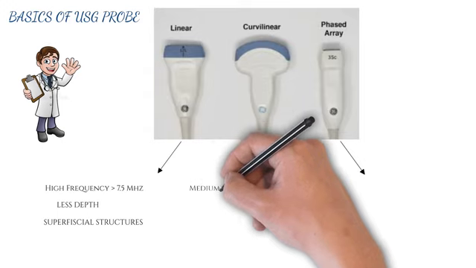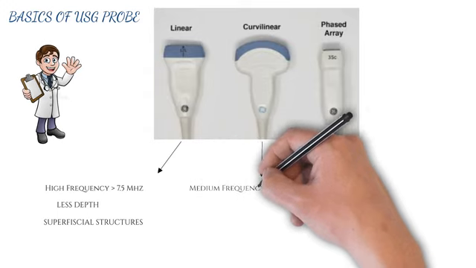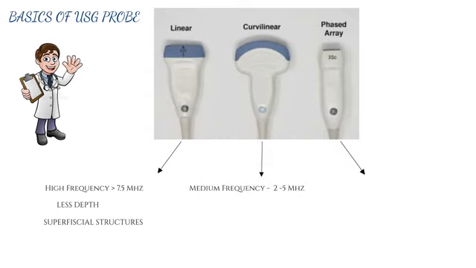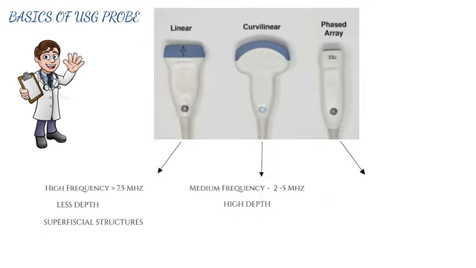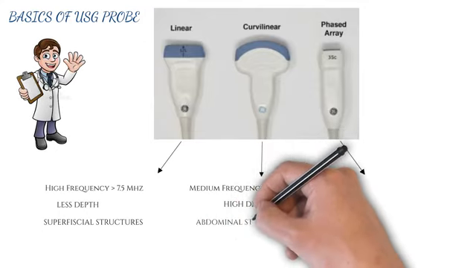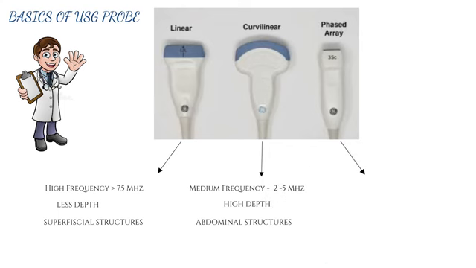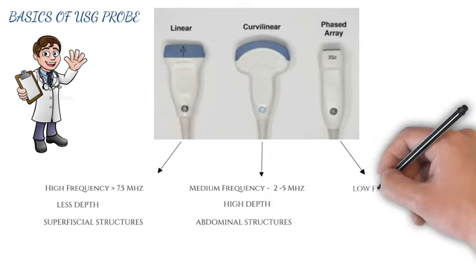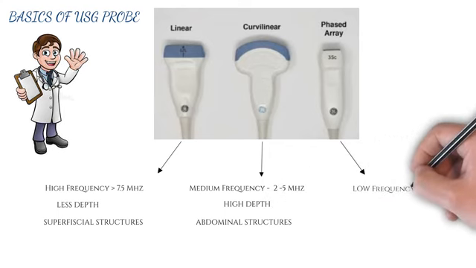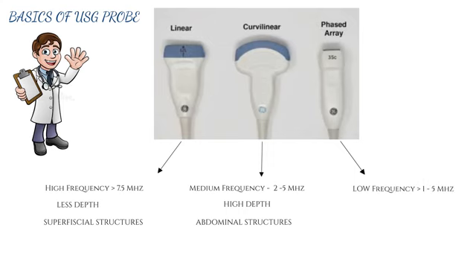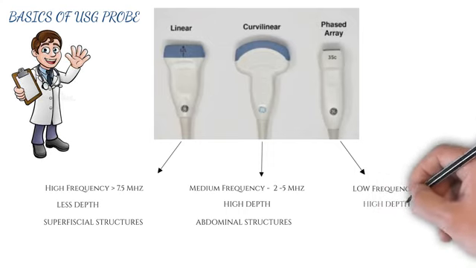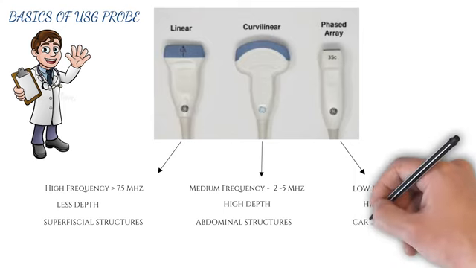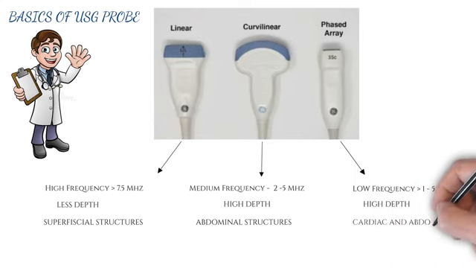The curvilinear probe has a medium frequency of 2 to 5 MHz. Medium frequency means the depth is more and it helps in the visualization of the deeper abdominal structures. Now comes the phased array probe, also known as the cardiac probe. It has a low frequency of 1 to 5 MHz, which means high depth, and cardiac and abdominal structures can be seen through this probe.